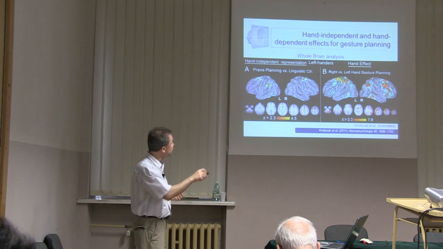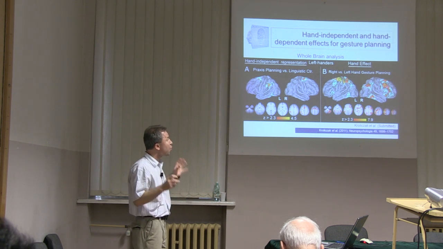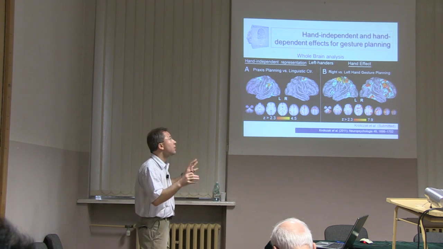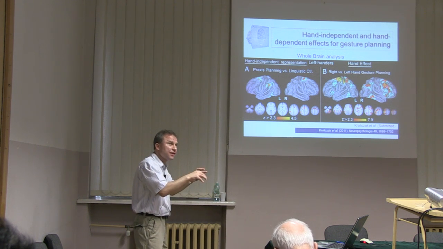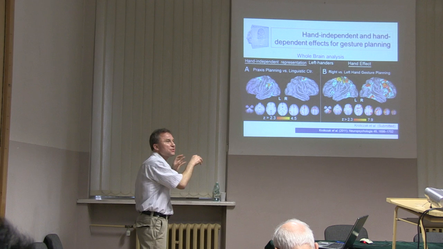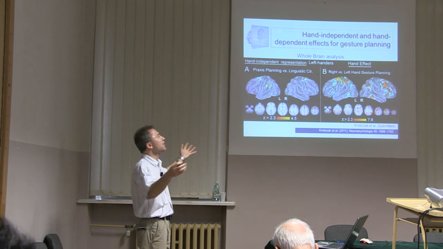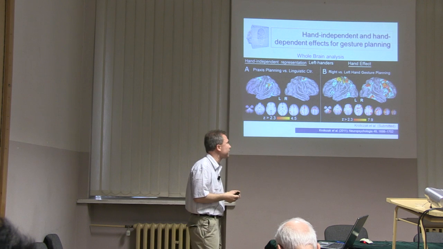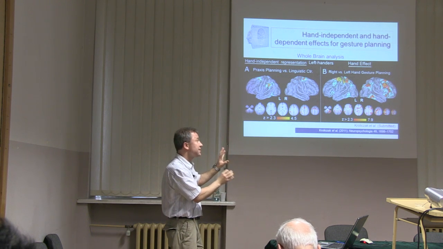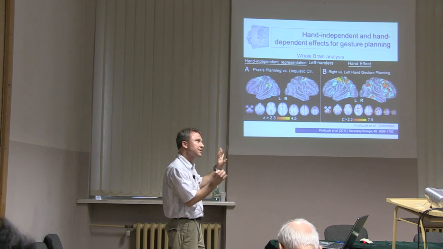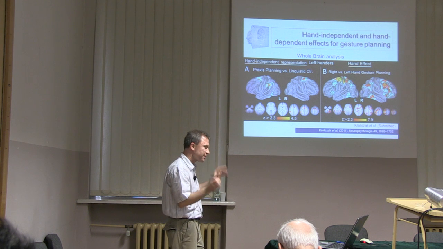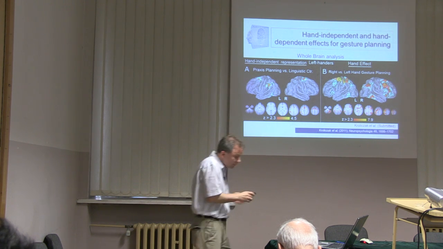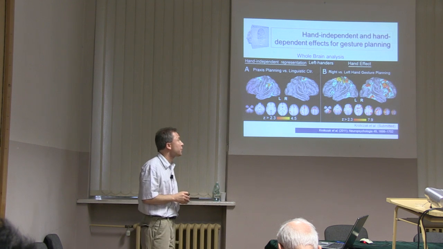And this is the hand effect. What I'm showing here is all the areas that are more active for the right as opposed to the left hand. And it again looks like a bilateral network of areas is involved. This is kind of tricky because it's a very surprising outcome that many people, including me, don't know how to interpret.